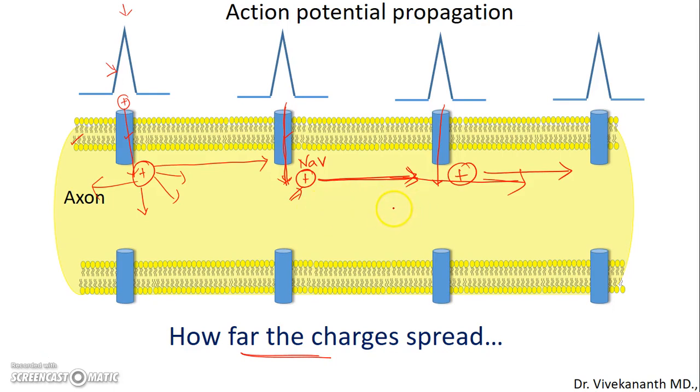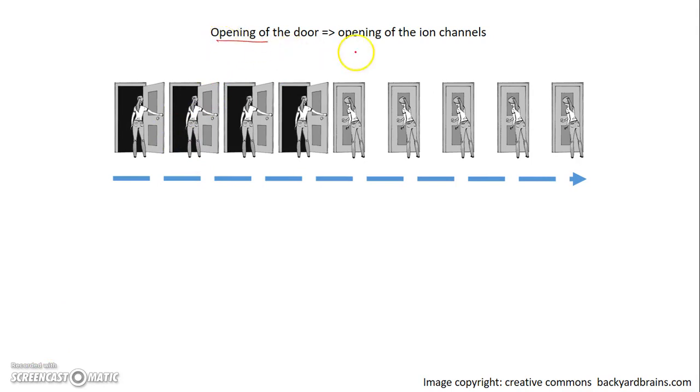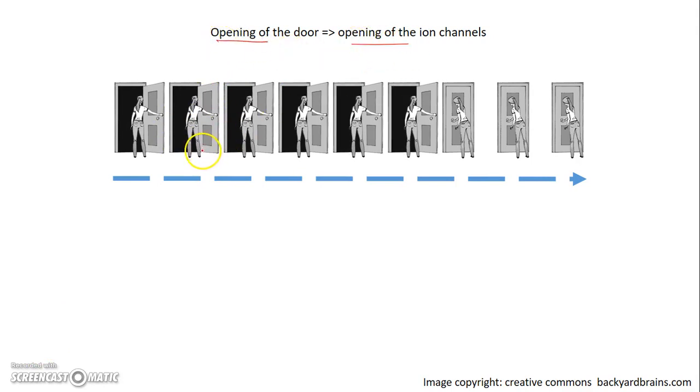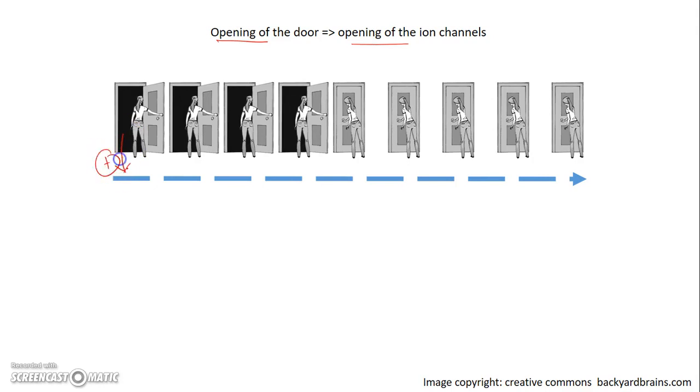I'm going to use a door opening analogy to explain how the charge spread is going to help in determining the action potential velocity. Assume this opening of the door as the opening of voltage gated ion channels. And once the door is open, that is the voltage gated ion channels are opened, the positive ions are going to come inside and they are going to spread.